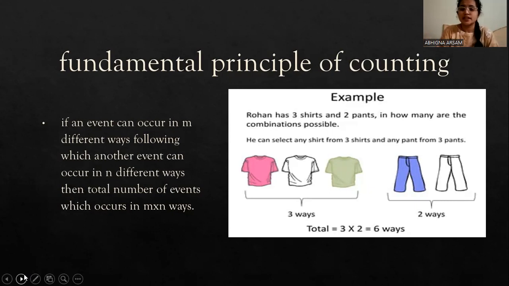Here, selecting a shirt can be performed in three different ways. And selecting a pant can be performed in, sorry, two different ways. We have two pants. So the total number of combinations could be 3 into 2, that is 6, from the fundamental principle of counting.